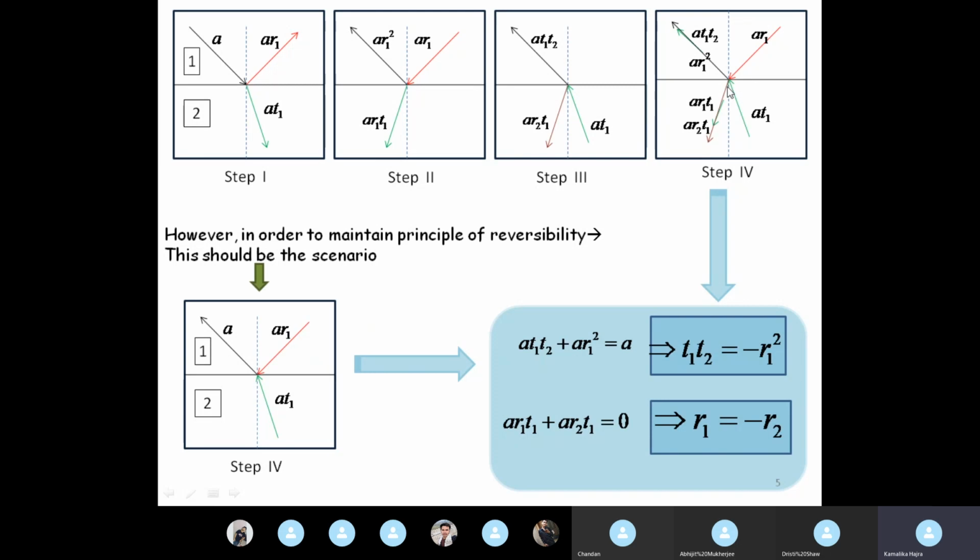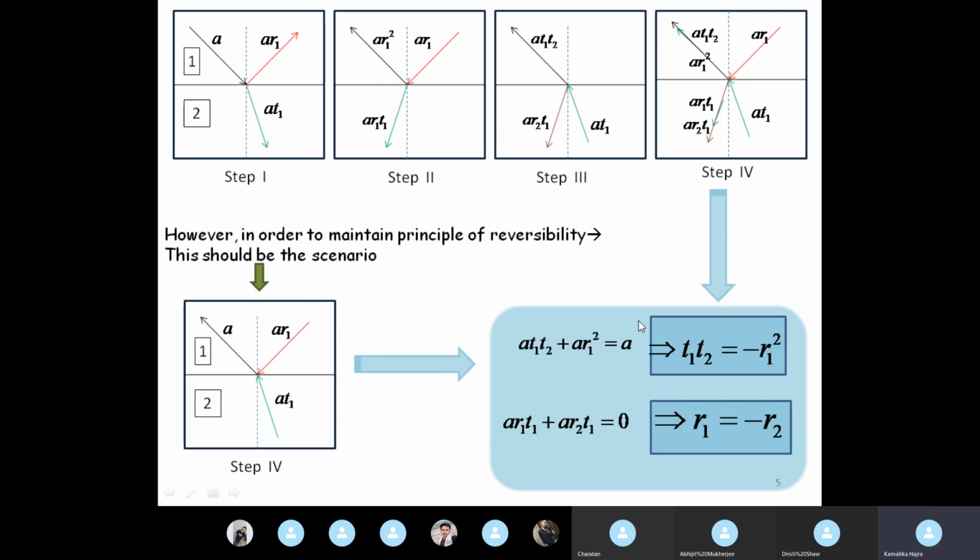Since we are dealing with light, and you know that in the beginning of the lesson I said light added to light need not always produce more light. So it must be that in order to maintain the principle of reversibility, they are cancelling each other out, they are enhancing the ray over here. Okay? So when the two rays are incident simultaneously, we see that a single ray of amplitude A is produced.